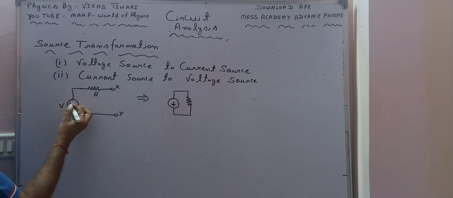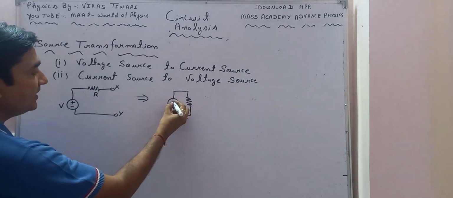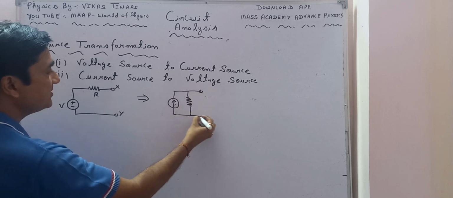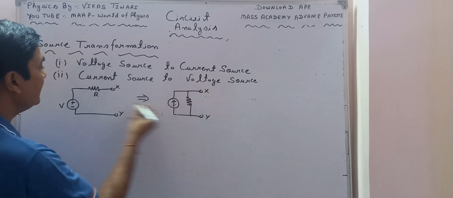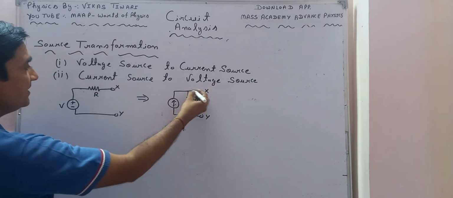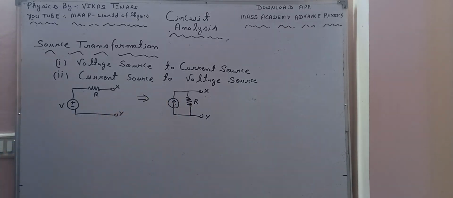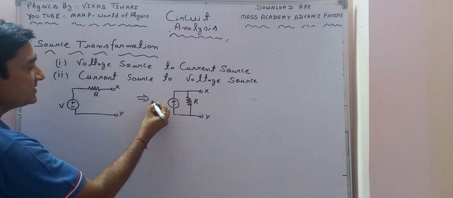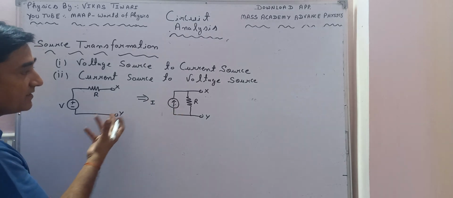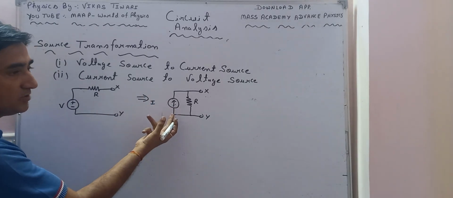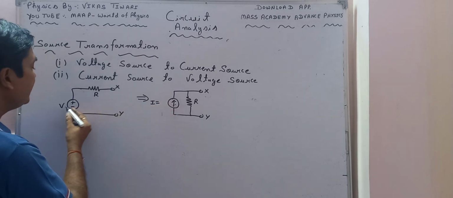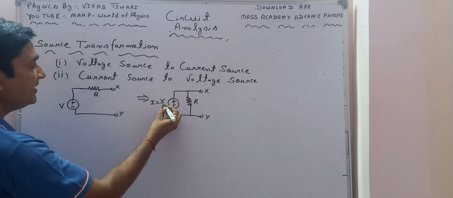For the source transformation, I will keep the value of resistance the same across these two terminals, whatever the value is over here. So if it is R, then I will put the value here as R only. And what will be the value of this current source I, the magnitude after transformation of the voltage source into a current source? I will take the value of V divided by R.